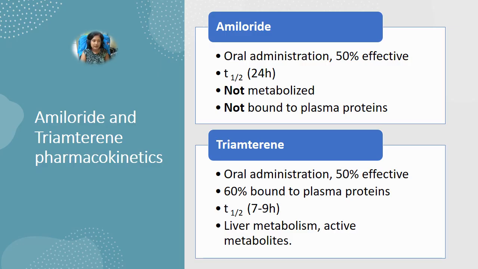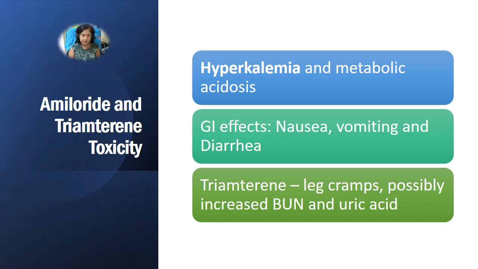Some of the pharmacokinetics of these two agents is that they are quite effective when orally administered. Their half-lives are very different. Amiloride has a longer half-life of about 24 hours, while triamterene is about half that time. Amiloride is not metabolized and is not bound to plasma proteins, while triamterene is metabolized by the liver into active metabolites. Their toxicities include hyperkalemia and metabolic acidosis. In the gastrointestinal tract, nausea, vomiting and diarrhea may occur. For triamterene, leg cramps are possible. Increased blood urea nitrogen and uric acid may be observed.